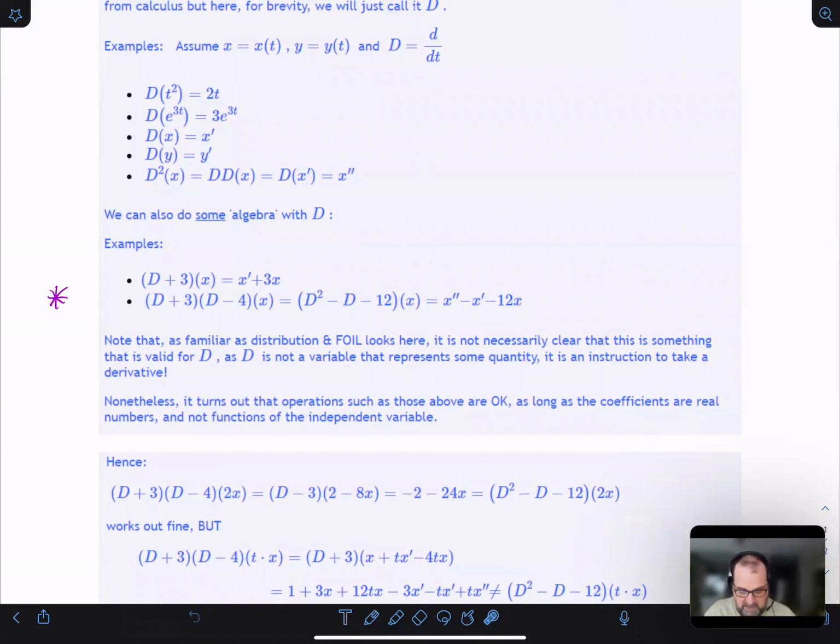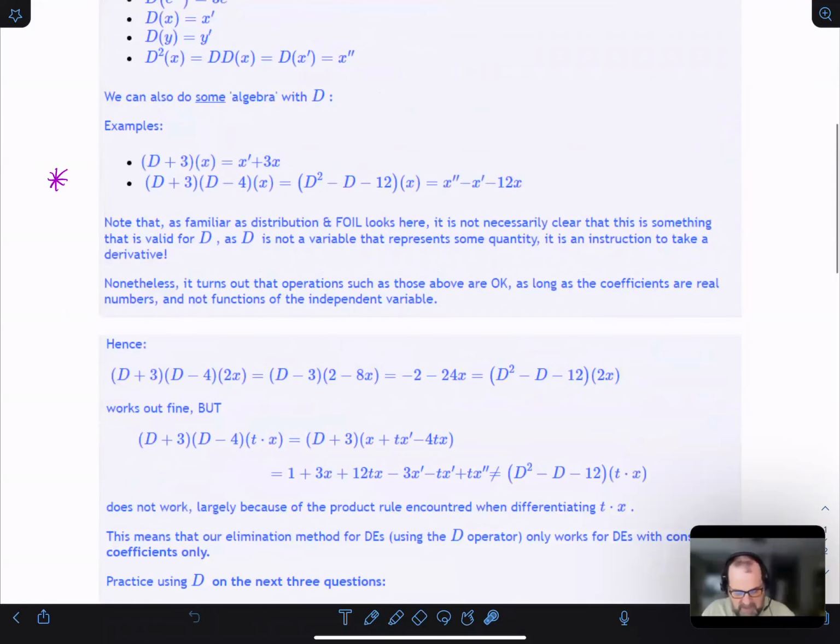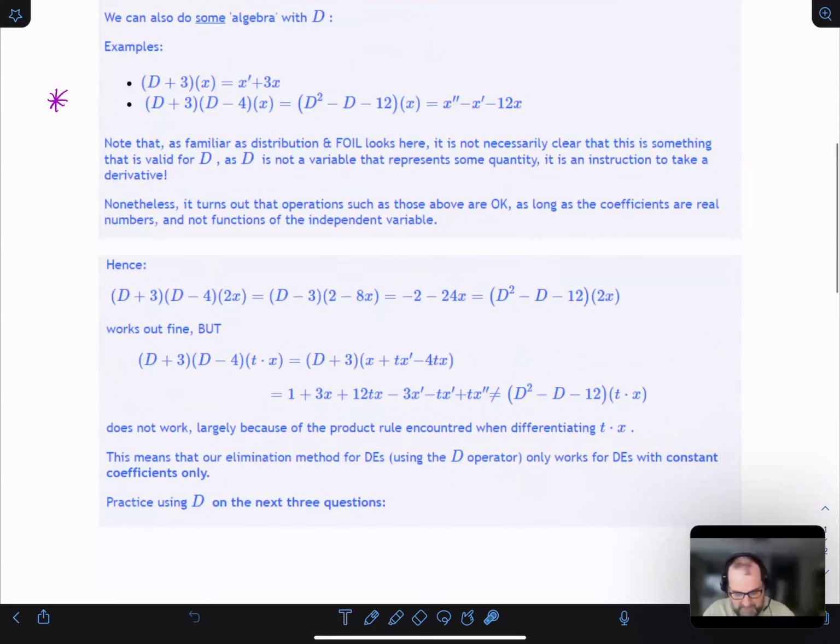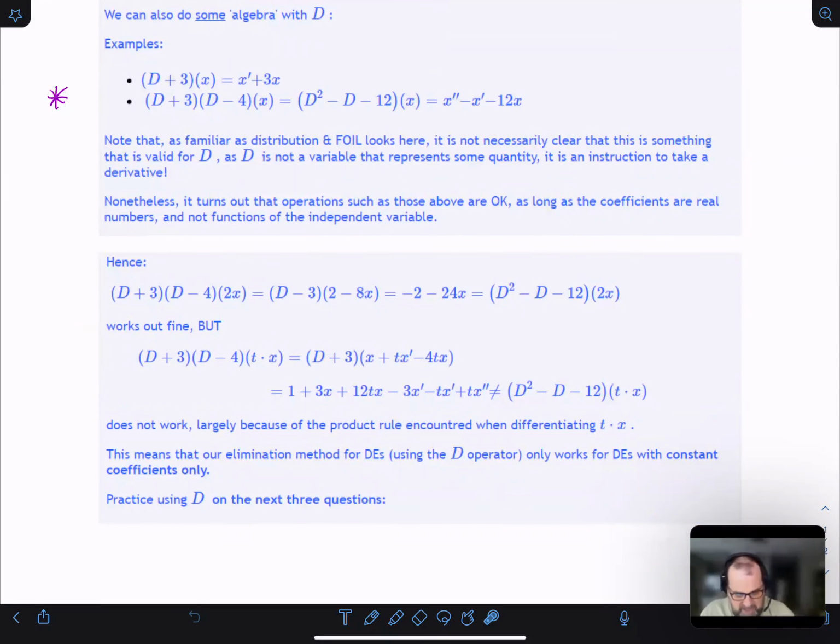We can do some algebra with these. So here's a little demonstration. Here's a simple example showing that you can do algebra with these differential operators, as long as we don't have any functions of t involved. This is okay and works out. Down below is a little example just to demonstrate that the one above works out by either method, right?